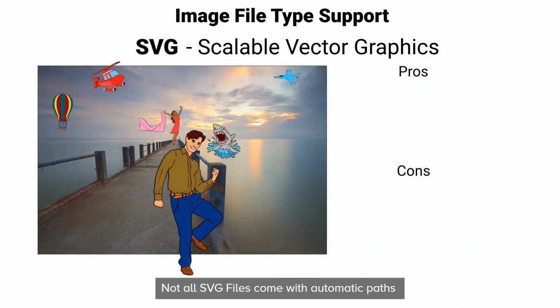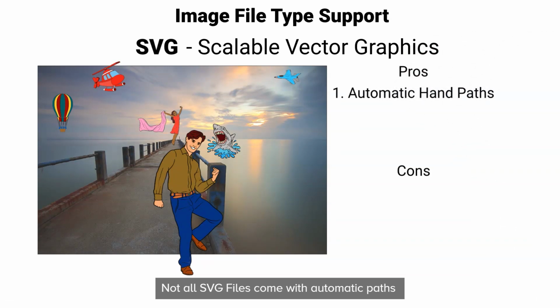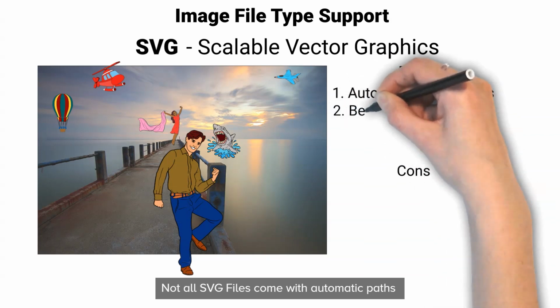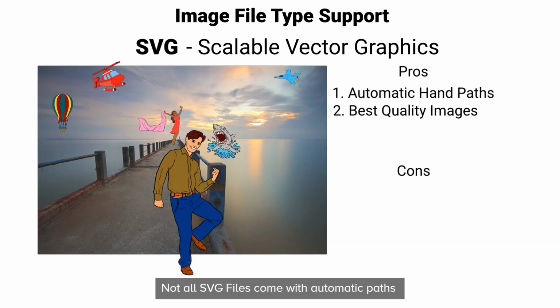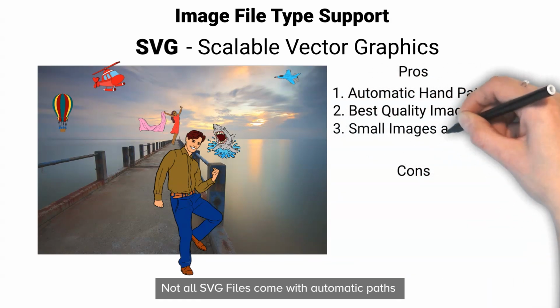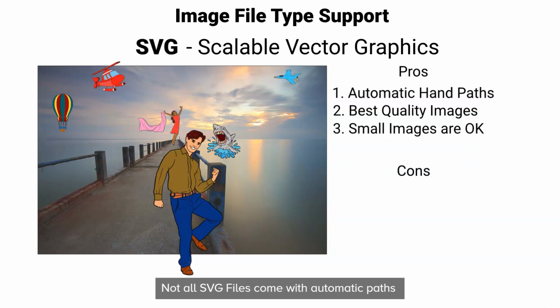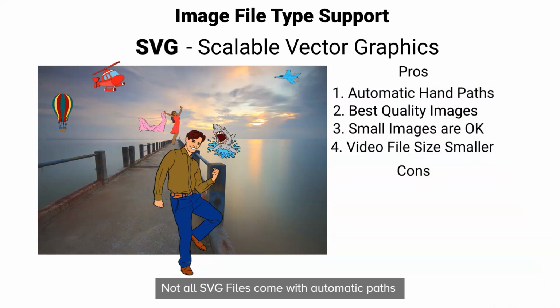Some of the pros are SVG images come with paths automatically built in for the Doodly hand. That's amazing. Doodly support reports this as being the best quality image to utilize for their software. And the file size is generally much smaller because the imported image can be much smaller than a rasterized image since it doesn't lose quality when you blow it up. So this makes your video a smaller size.